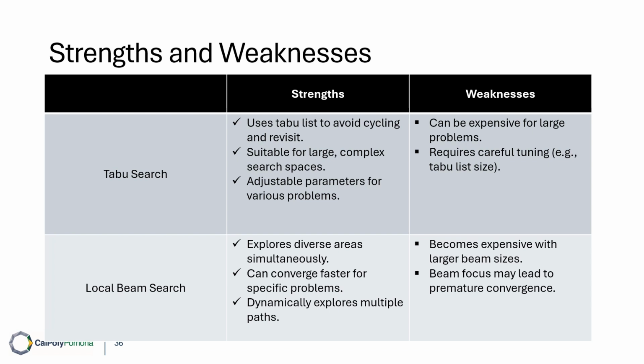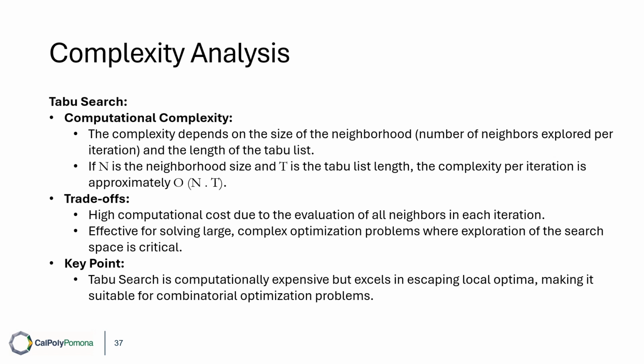However, local beam search isn't without its challenges. The computational costs increase as the beam size grows. Imagine managing a large team of problem solvers. Coordination and evaluation become resource intensive. Additionally, focusing too much on the most promising beams might lead to premature convergence, where the algorithm settles on a suboptimal solution by narrowing its scope too quickly. These strengths and weaknesses give us a good idea of the scenarios where these algorithms can excel.